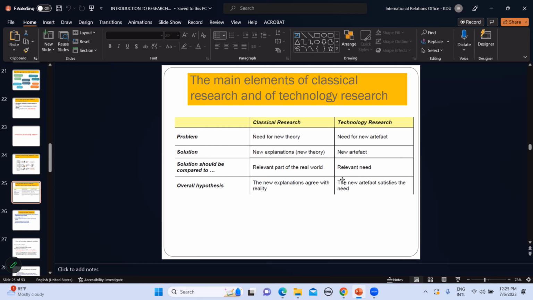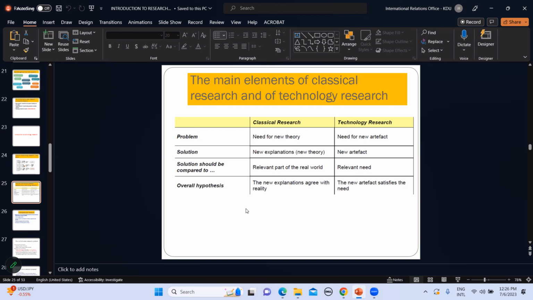Relevant part of the real world. Relevant need, you understand? In the technology. Got it? The new explanation agrees with the reality. The new artifact satisfies the need. The new inhalator, for the patients and the doctors. You understand? It satisfies their demand, students. Everybody got it?